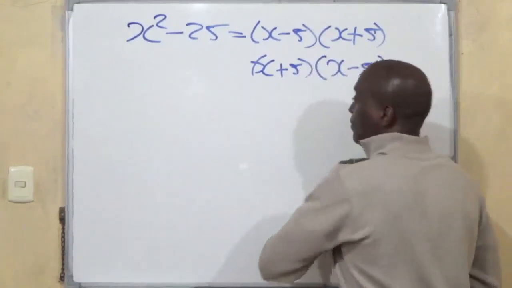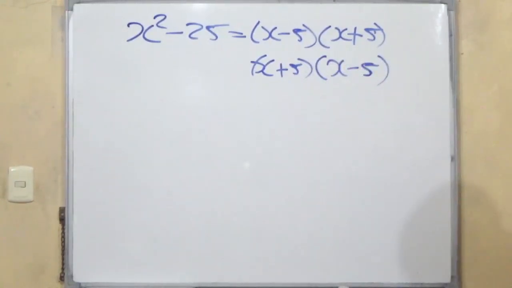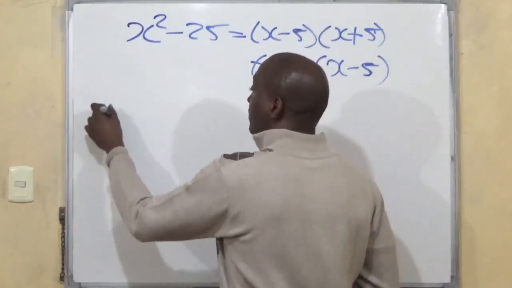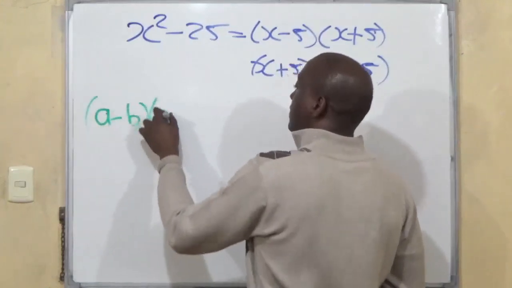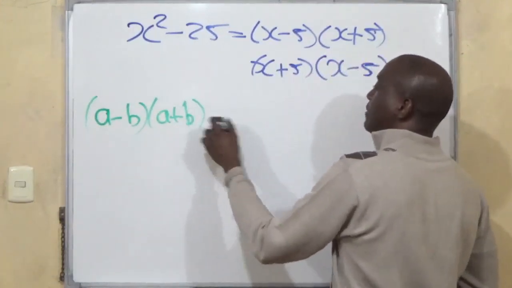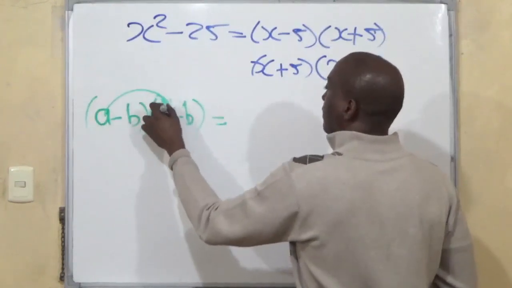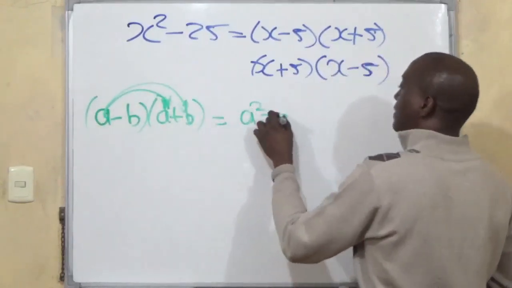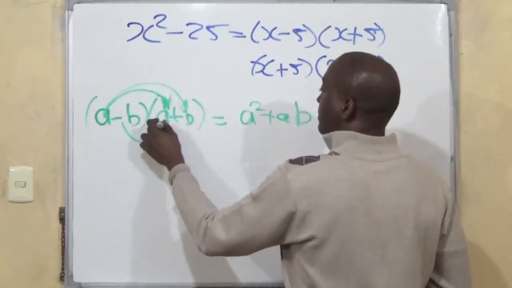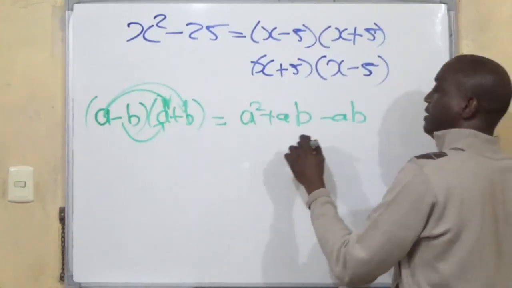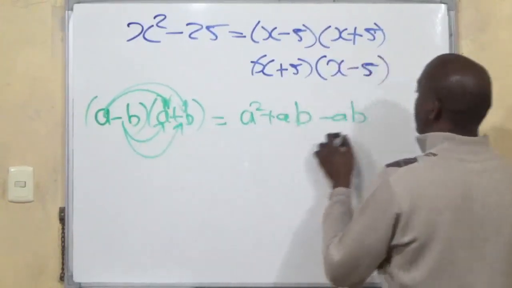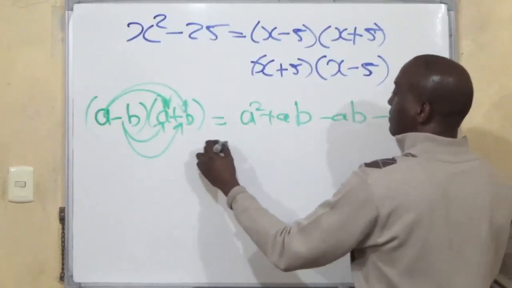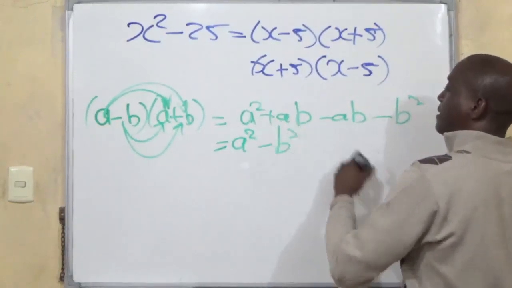We're expanding it, so we're going backwards. Flip side, back side of the same coin. Right? So if we have a minus b into a plus b, that is equal to a by a is a squared, plus ab, minus b by a is minus ab, or minus ba, same thing. Minus b by plus b is minus b squared. Plus ab minus ab is 0, so we get a squared minus b squared.